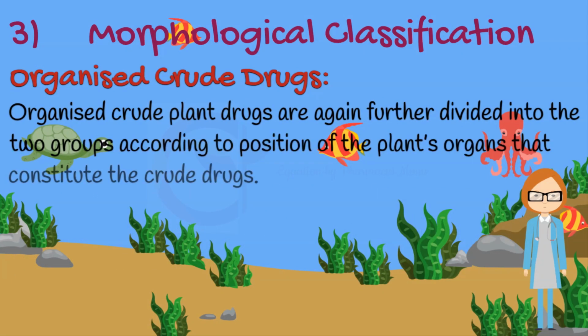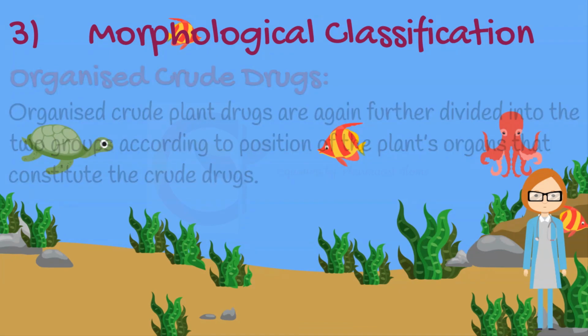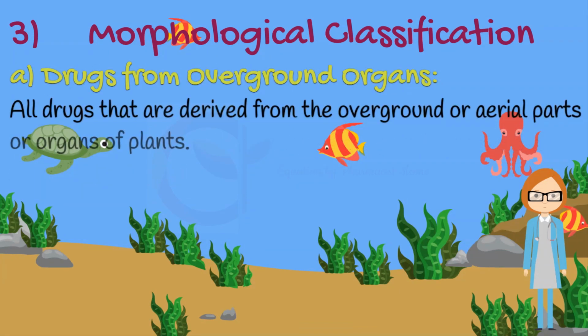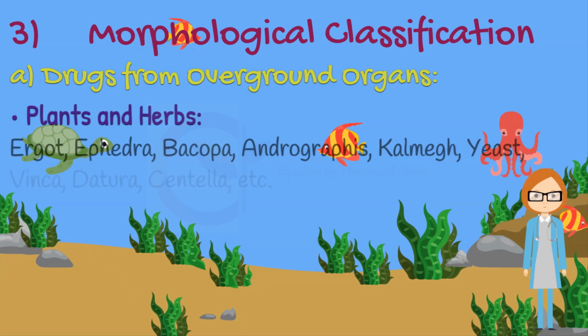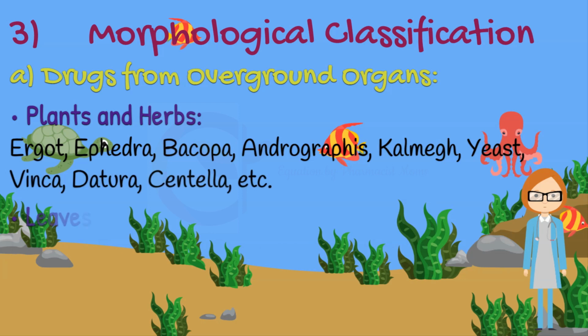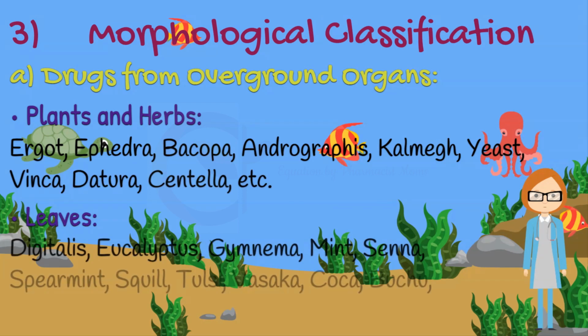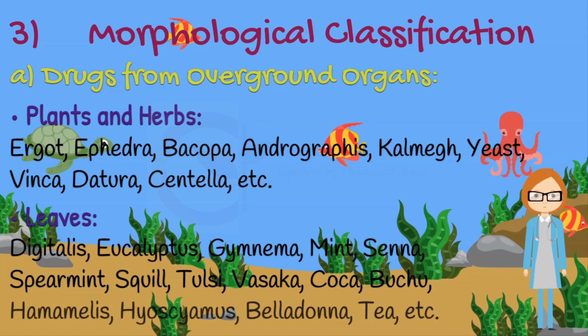The organized crude plant drugs are again further divided into two groups, according to the position of the plant's organs that constitute the crude drugs. Drugs from overground organs include all drugs that are derived from the overground or aerial parts or organs of plants. The crude drugs of the overground organs are further divided into plants and herbs. For example, ergot, ephedra, bacopa, andrographis, calmeg, yeast, vinca, datura, centella, etc.